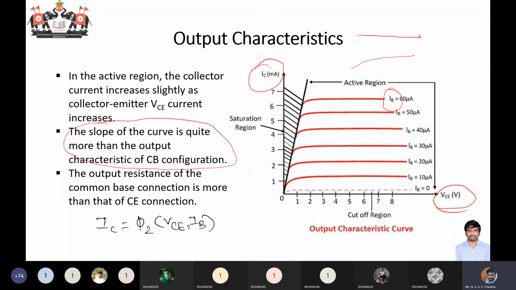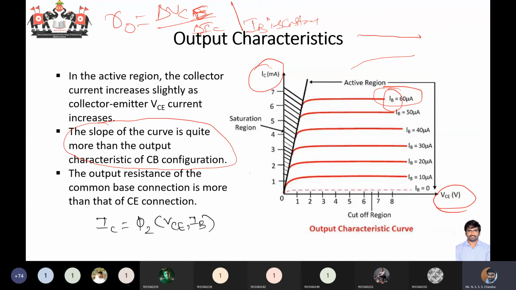And then output resistance. So what will be your output resistance? Tell me the output resistance formula. Delta VCE by delta IC, when IB is constant. Input current is constant. For one given IB value, you are drawing the graph. If you change the IB value, your graph is shifting. Yes, delta VCE by delta IC when IB is constant. Okay.